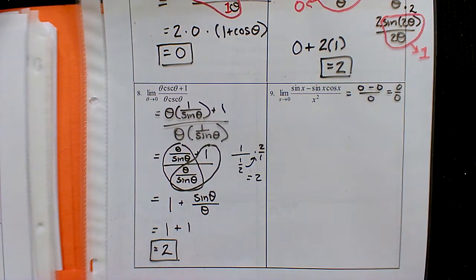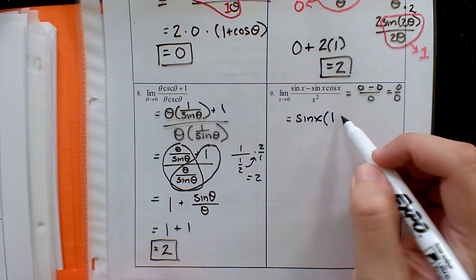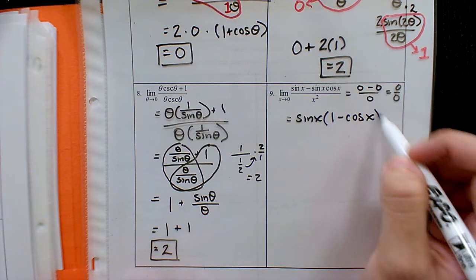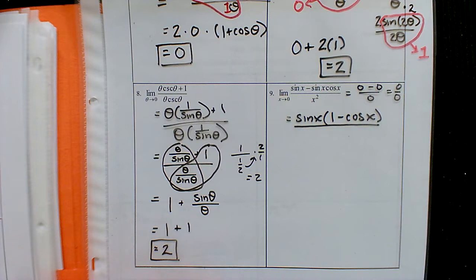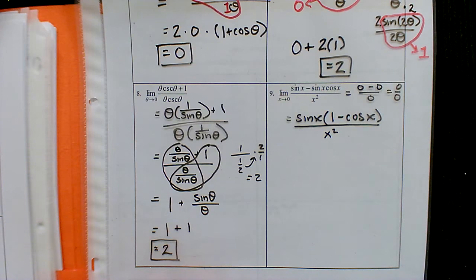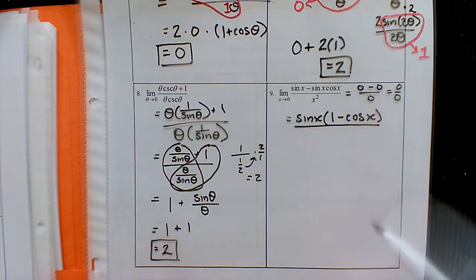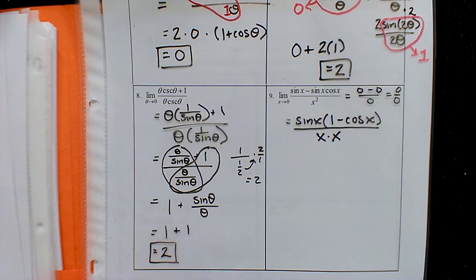Factor. You want to try to factor? Okay. Let's take out a sine. So we're left with 1 minus cosine. Okay. Technically, that's over x squared, correct? But isn't x squared x times x, right? Do you notice anything that we can use to our advantage?